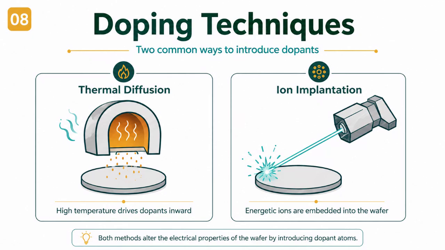The first is thermal diffusion. They literally put the silicon wafer into a high temperature furnace filled with dopant gases, and the intense heat lets the impurity atoms just soak and permeate right into the crystal over time.